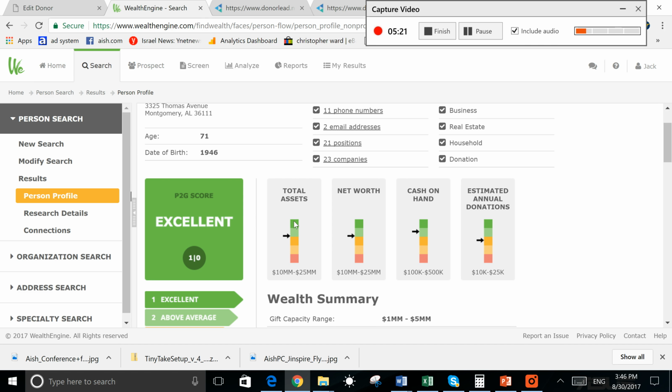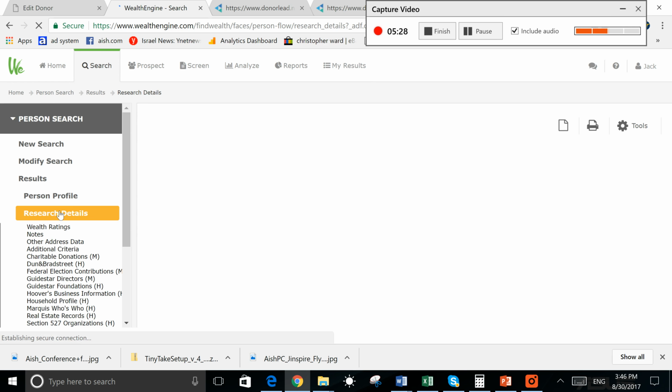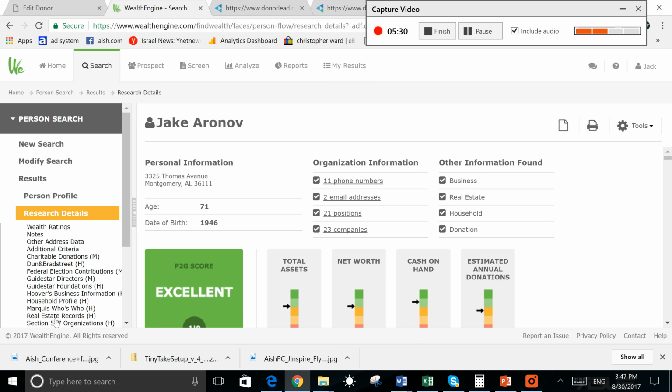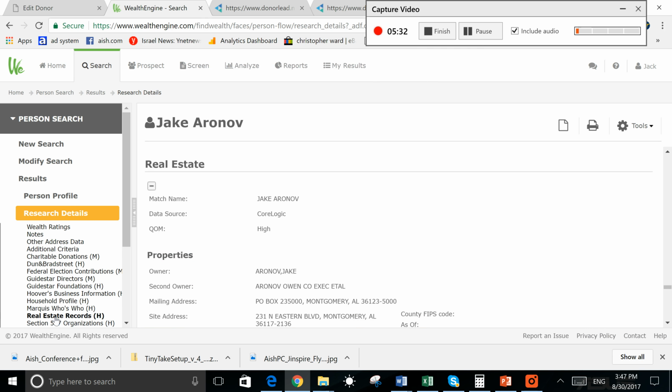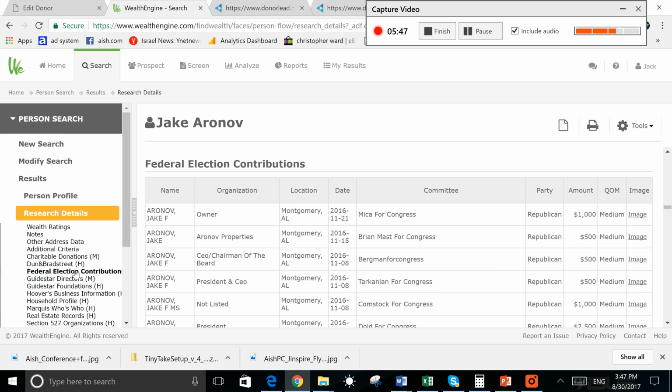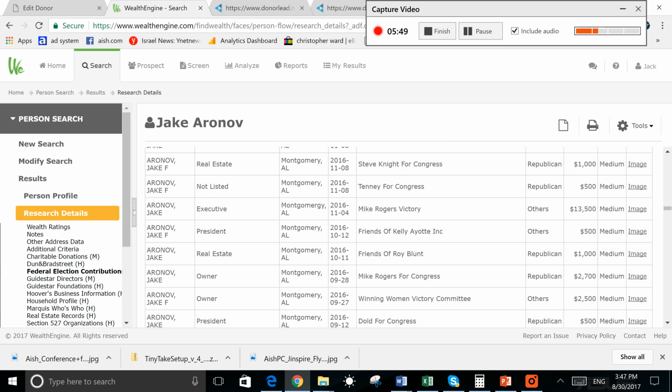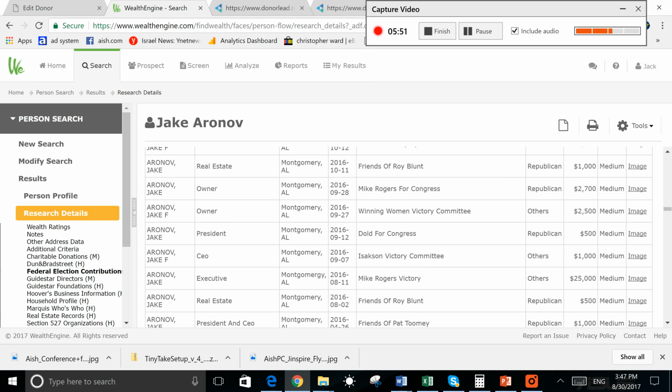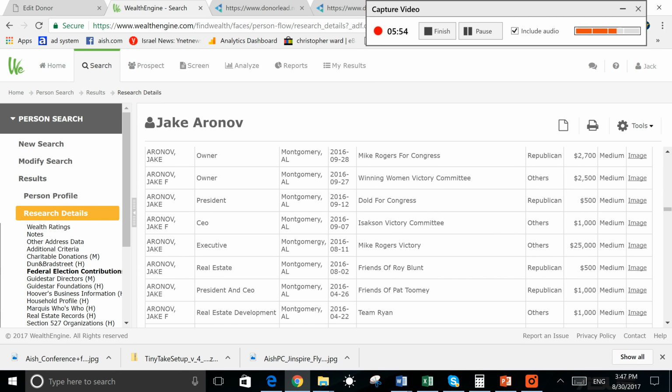You'll see all the various databases that they found matches on, and you would be able to see through real estate records the kind of house that Jake lives in. The researcher might go take a picture of their house on Google Street View. We can go look at what they found for their political types of giving. We see this guy's giving $13,000, $25,000. This is an A++ type of donor in the world. There just really aren't that many people like this out there.